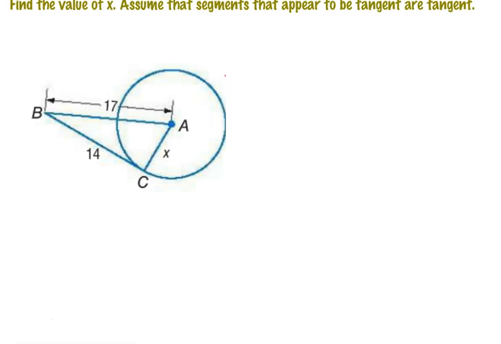What do we do, guys? 17 squared minus 14 squared equals x squared. Yeah, just Pythagorean theorem again. So 96.